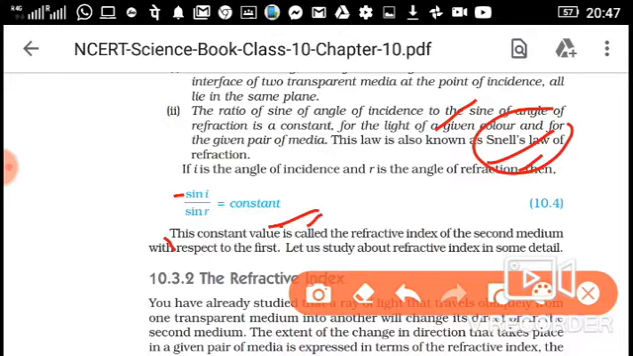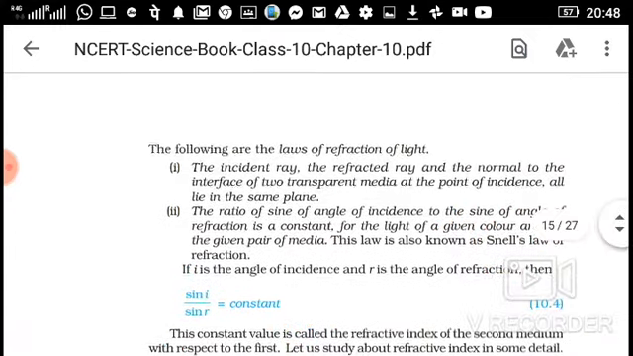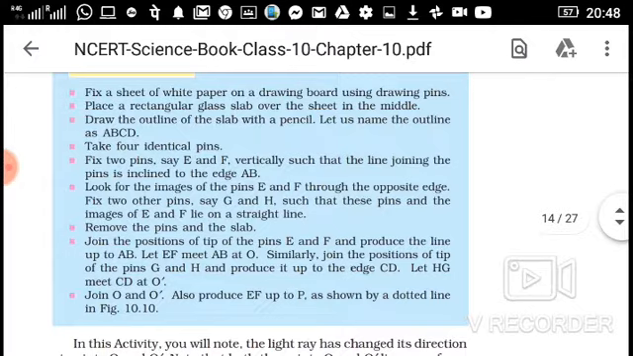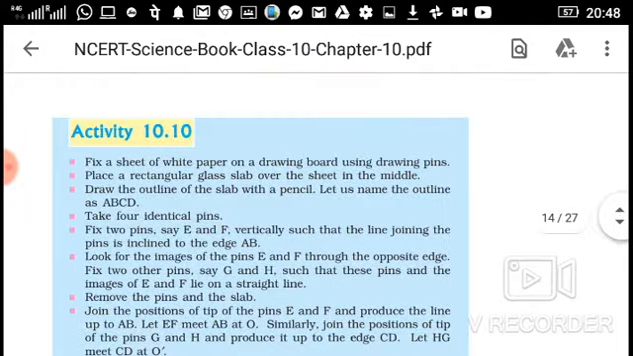Suppose you are doing the activity with a glass slab. For the glass slab, if you change the angle of incidence, the ratio of sine i and sine r will always be constant. If you change the medium, then it will change, and for that particular medium the ratio will be the same, constant. Sine i and sine r, you know from mathematics, is perpendicular upon hypotenuse. So this is the law for the topic of refraction of light through a glass slab.